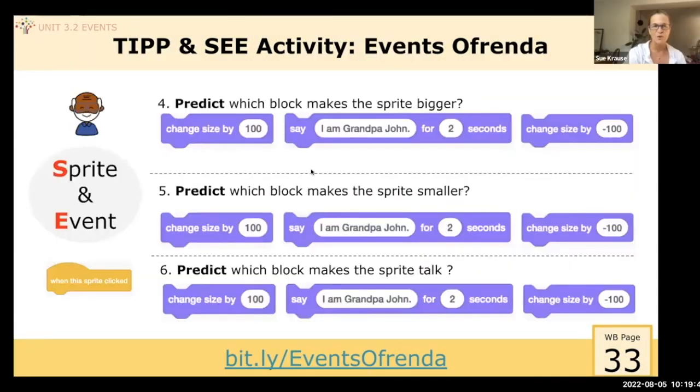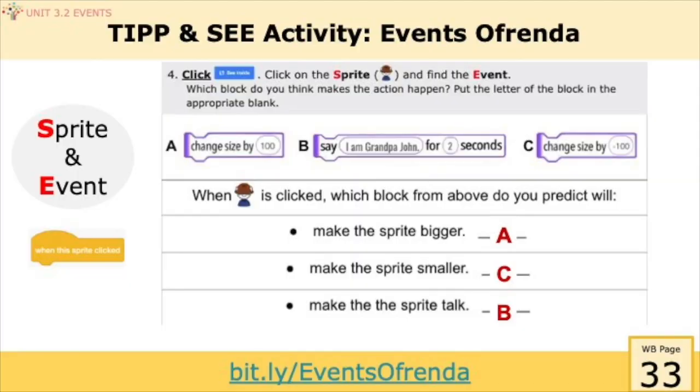All right. Predict which block makes the sprite bigger. Which one would make it bigger? The change size by 100. Perfect. And smaller? Change size by -100. Great. And which one makes the sprite talk? E, obviously. Say I am done. Yeah, exactly.